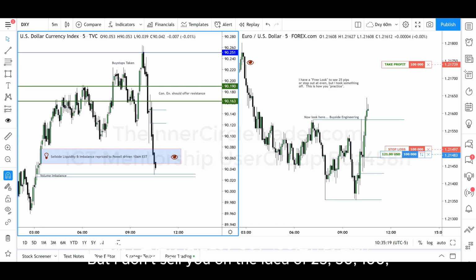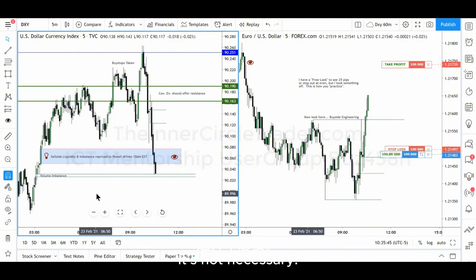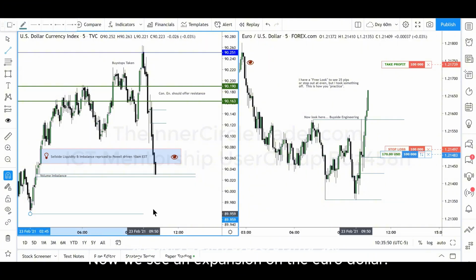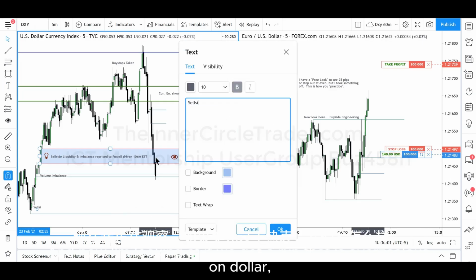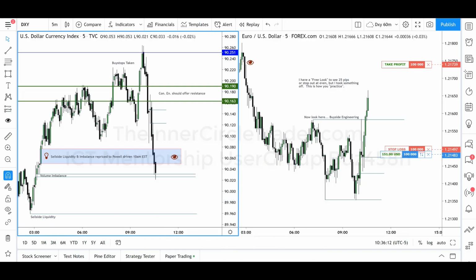But I don't sell you on the idea of 25, 50, 100 R multiple trades. That's ridiculous. I don't trade that way because it's not important to trade that way. It's not necessary. Now we're seeing an expansion on the euro dollar. And now I'm looking at, if we get a run that is overzealous on dollar, it could attack that sell side liquidity pool, but it's not likely. But if it does, that's where the attention would be for dollar, because we've already traded down to the volume imbalance again for a second time.